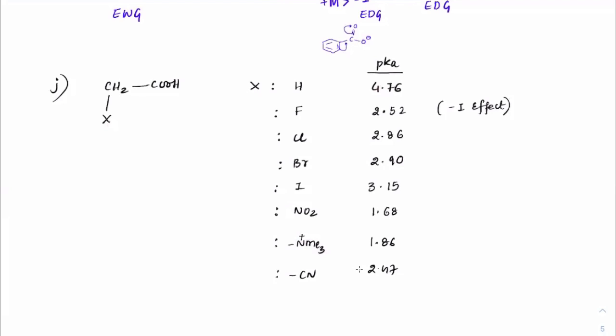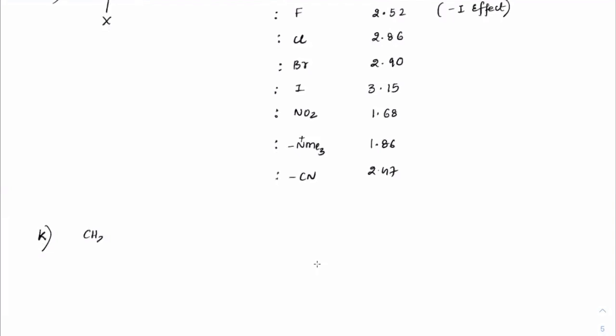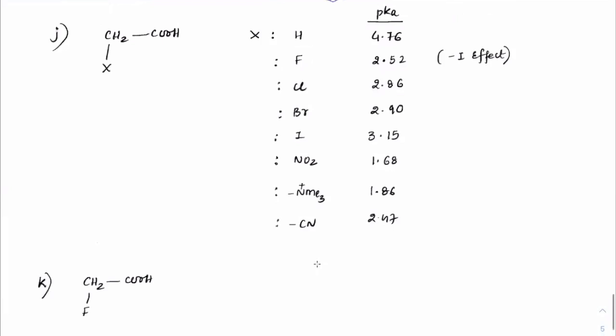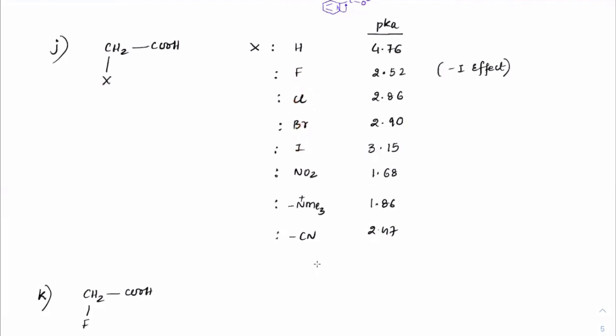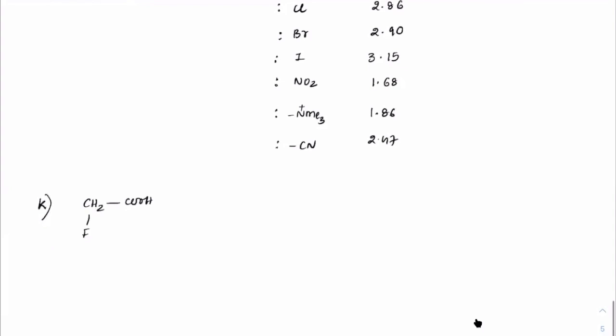Other than that, you would see the acidic strength goes as per the nature given. Check out here. In case we have CH2COOH, I'll just put down the order here. Comparing all halides, suppose you have CH2COOH with fluorine, CH2COOH with chlorine, CH2COOH with bromine, and CH2COOH with iodine. You can see this is how the acidic strength goes.